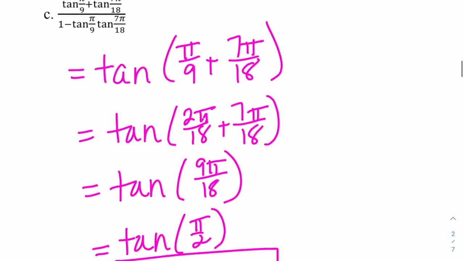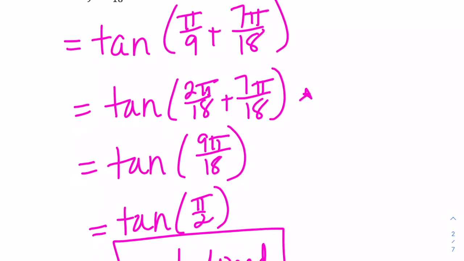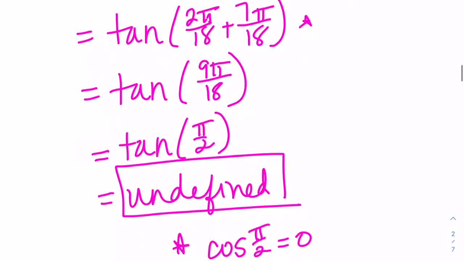Now considering pi over 9 and 7 pi over 18, well, I just did a little easy operation with LCDs, find the common denominator, and we know that the tangent of pi over 2 is undefined because the cosine of pi over 2 is equal to 0.